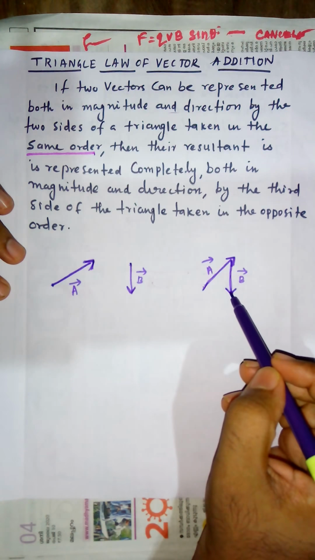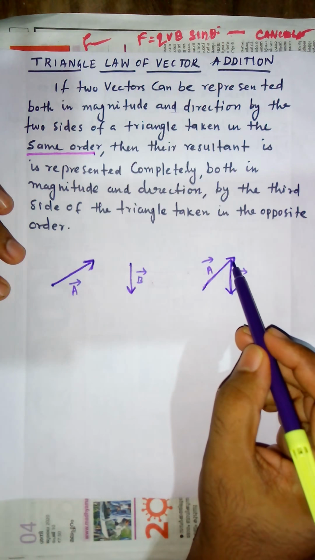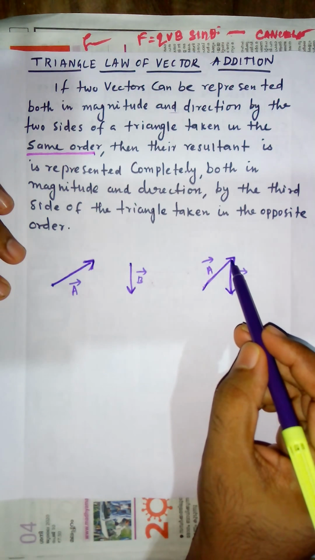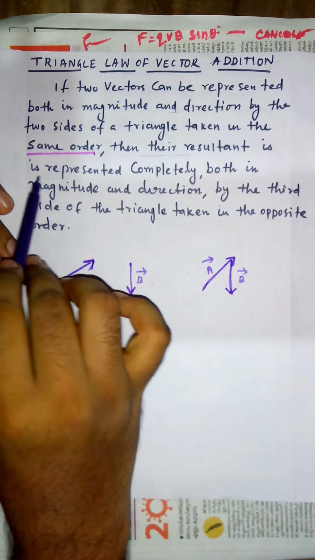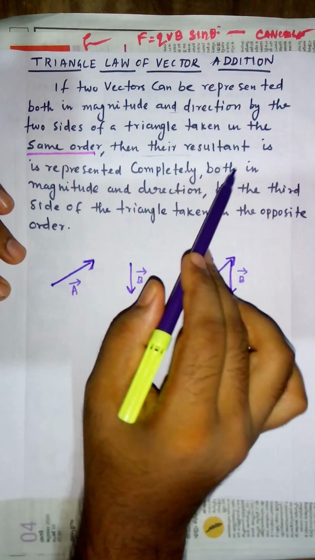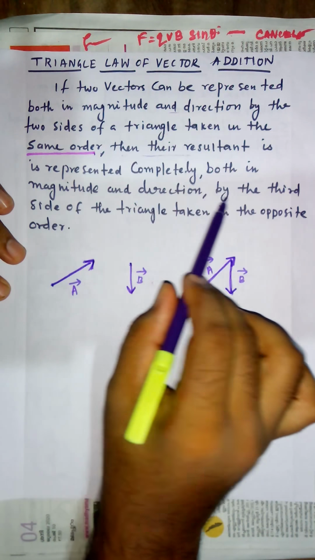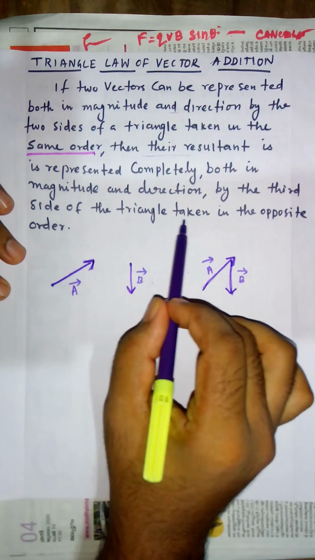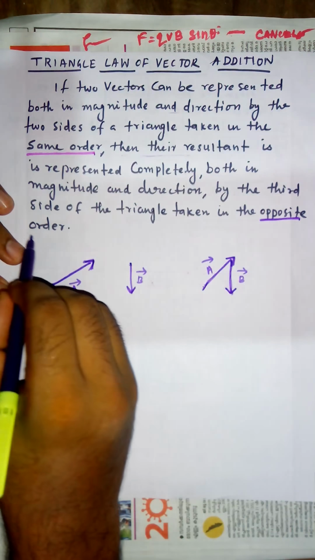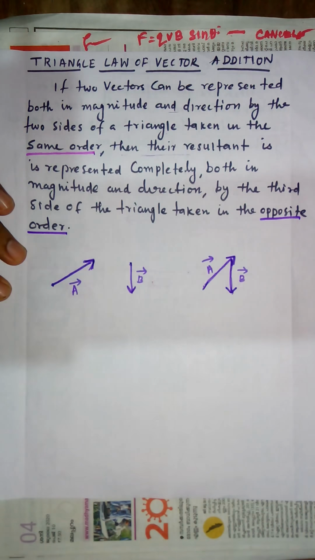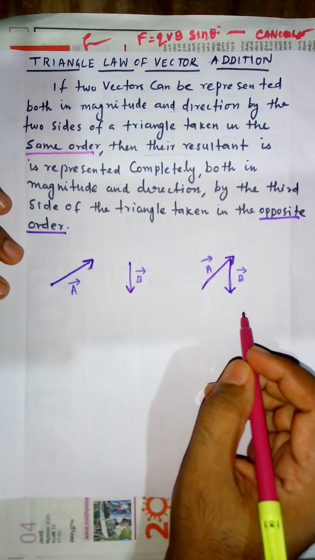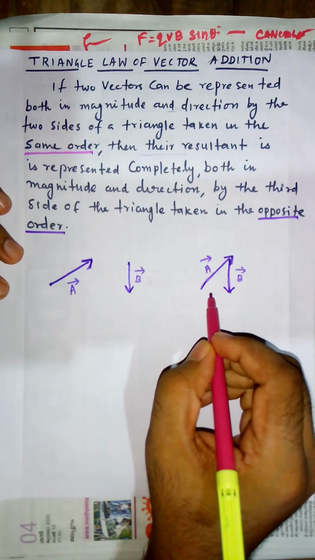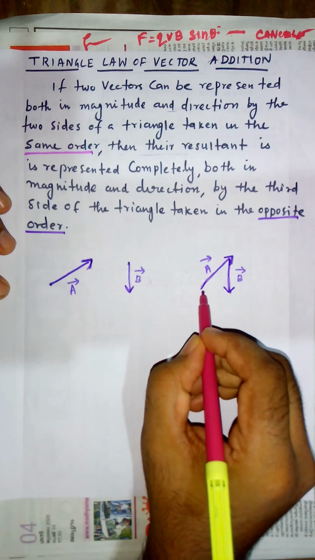We should not put the head of the second vector here. We should put the tail of the second vector on the head of the first vector. So that much we have completed. Then their resultant is represented completely both in magnitude and direction by the third side of the triangle taken in the opposite order. So the third side of the triangle will give us the value of the resultant. Resultant means the sum or the total effect.